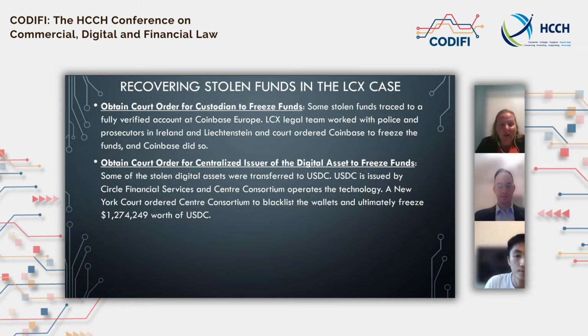It's a stable coin. It is issued by Circle Financial Services, and Centre Consortium operates the technology generally on which it is transacted. So a New York court was able to order Centre Consortium to essentially blacklist the wallets under their network denial policy and ultimately freeze $1,275,000-ish worth of USDC, just freeze it on chain. So now you have digital assets held by a custodian that the hackers are no longer able to access, and you have digital assets literally frozen on chain by the entity who controls the chain, essentially, as two ways to freeze and then hopefully eventually, after additional legal process, recover those assets.